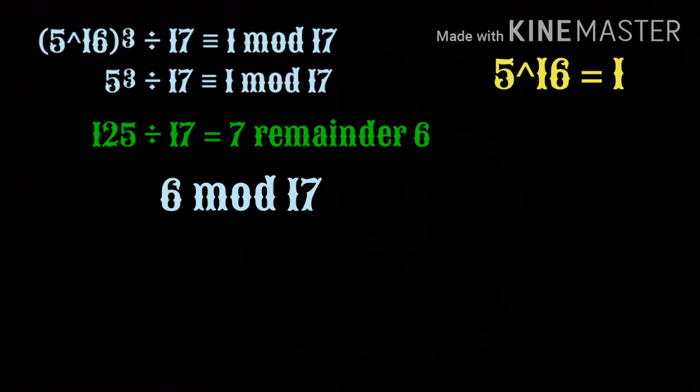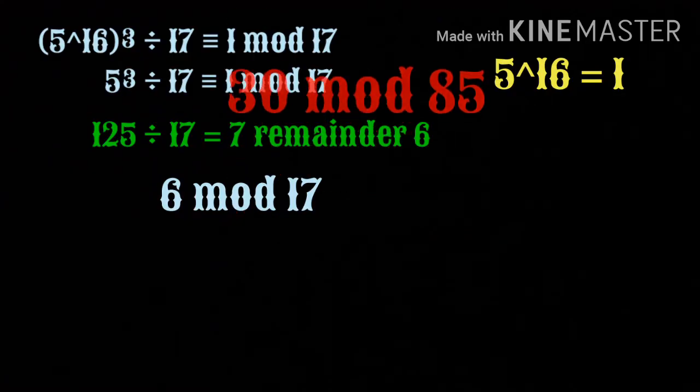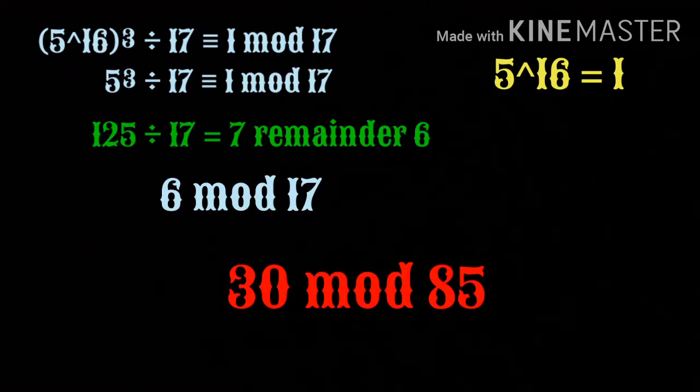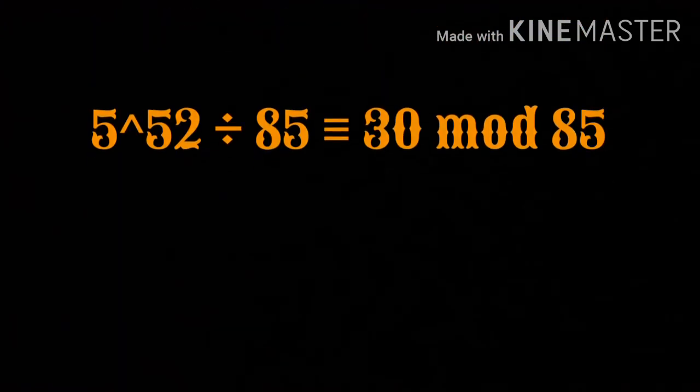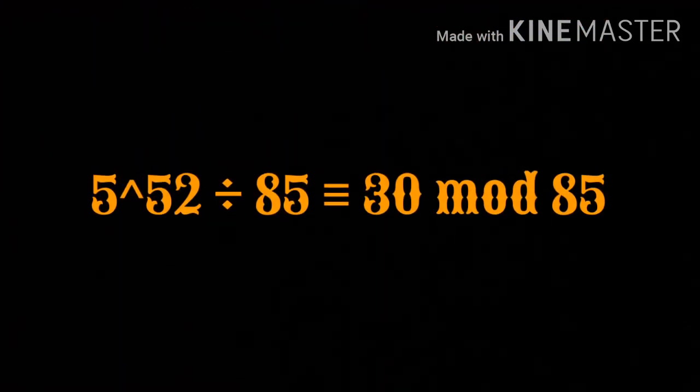Take note that we divided out 5 at the first step, so we need to multiply by 5 in the last step. So 6 times 5 is equal to 30. So our final answer is 30 mod 85. Therefore, 5 raised to 52 divided by 85 is congruent to 30 mod 85.